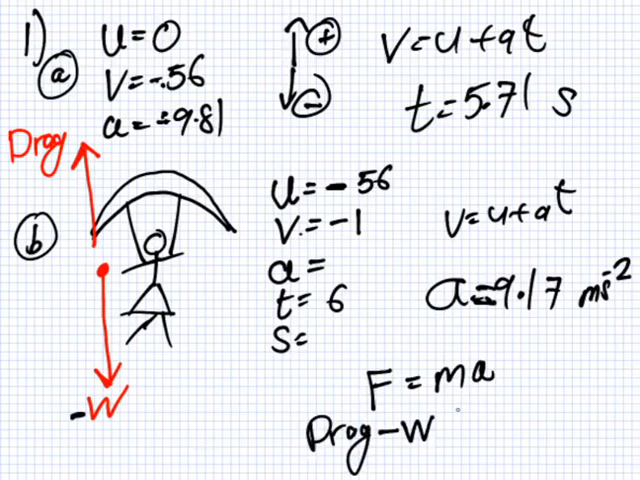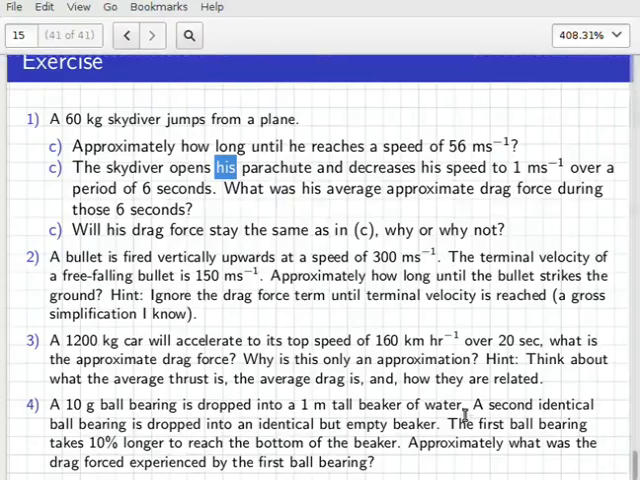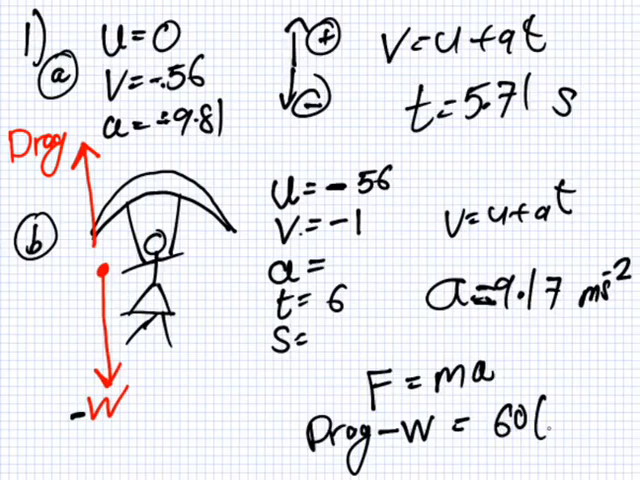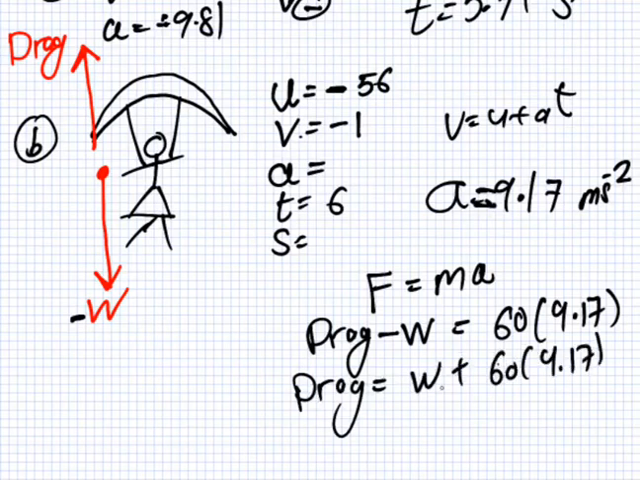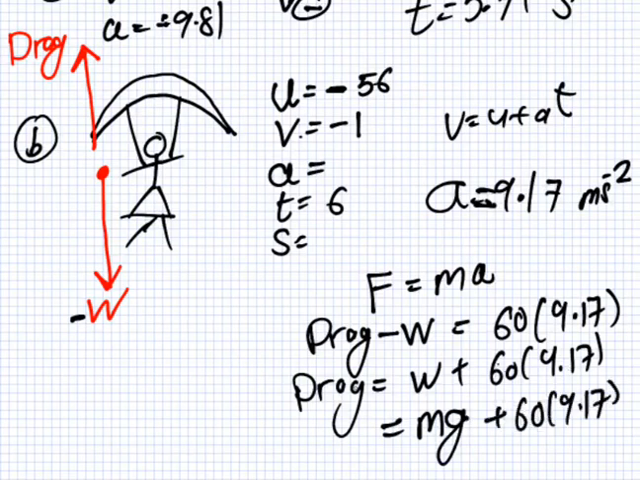I think this is still B. Drag minus W, because this is going down, it's a minus, equals, what's the mass? 60A. Drag equals W plus 60A. What's the formula for W? mg, isn't it?